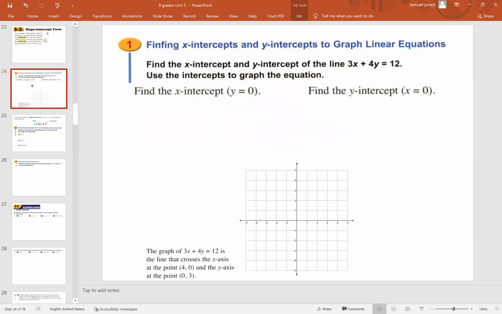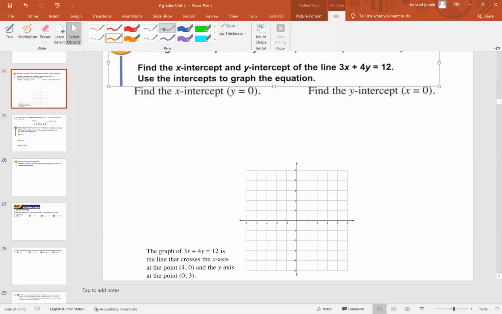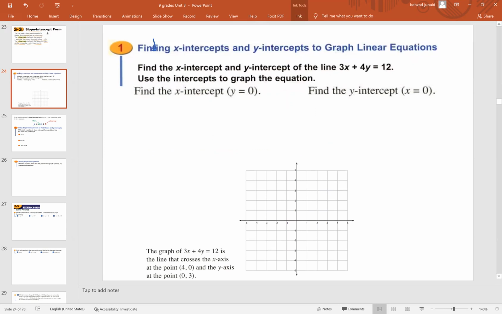Let's explain by example. Select the pen. Finding x-intercepts and y-intercepts to graph a linear equation. You see, guys, find the x-intercept and y-intercept of the line. This is our equation, 3x plus 4y equals 12, using the intercepts to graph the equation. First, you're going to find the x and y intercept.